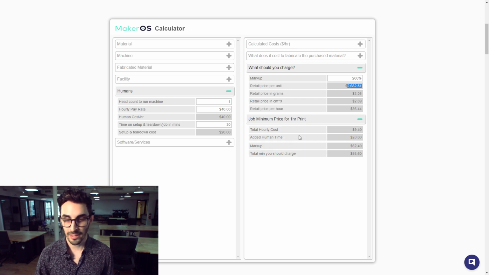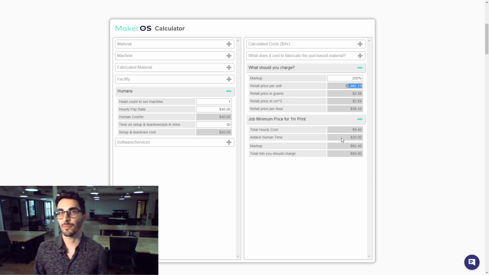What we're looking at is the total hourly cost from above is $9.40. The added human time for that print job is $20, and then your markup of 200%, which means $93.60 for a 1-hour print. Now you can carry that forward and project that into longer prints, and that can be a really good basis for how you price for your SLA machine.